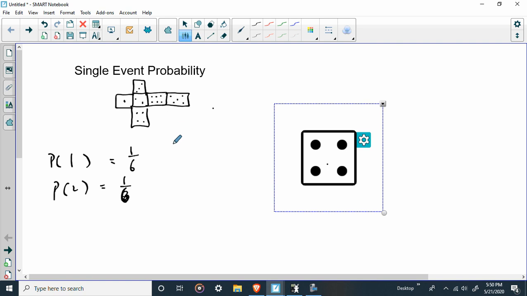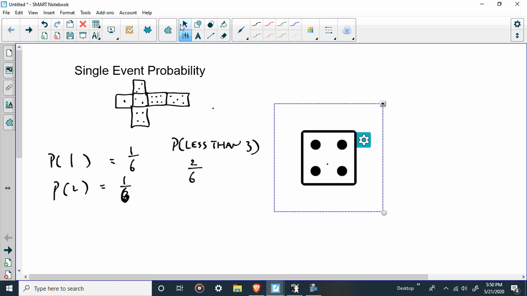If I said, what's the probability of, let's say, less than 3? How many numbers on a die are less than 3? Well, 1 and 2 are less than 3. 3 is not less than 3, so just 1 and 2. So that's 2 out of 6.